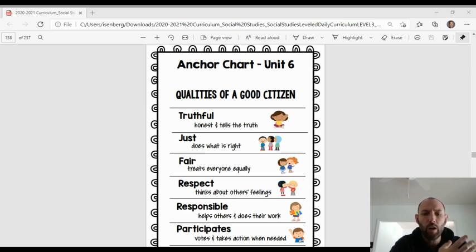So, we are getting back into learning about the qualities of a good citizen. You saw this last week. We talked about it quite a bit. And what I told you was being a good citizen is the same thing as being a good person.